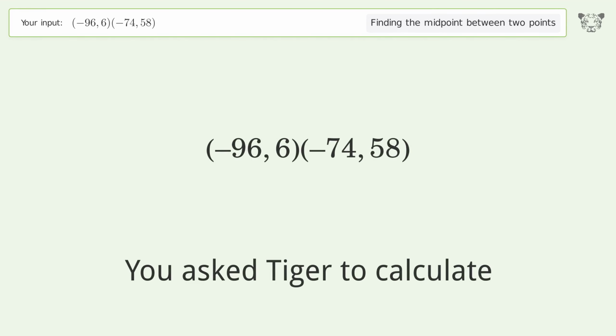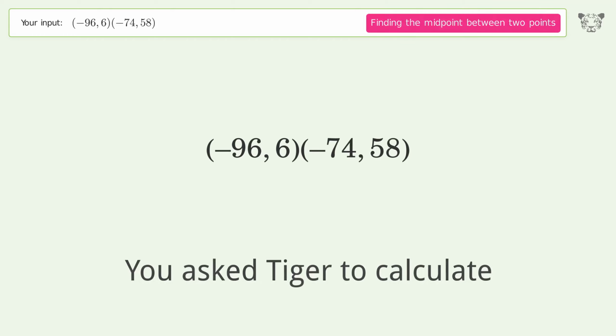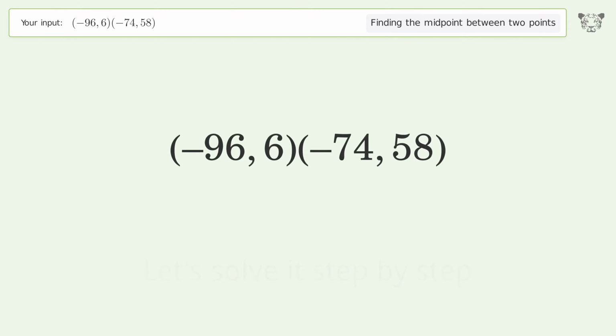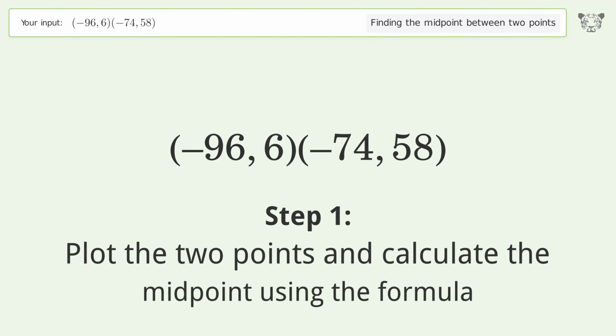You ask Tiger to calculate. This deals with finding the midpoint between 2 points. The midpoint between the 2 points is -85,32. Let's solve it step by step. Plot the 2 points and calculate the midpoint using the formula.